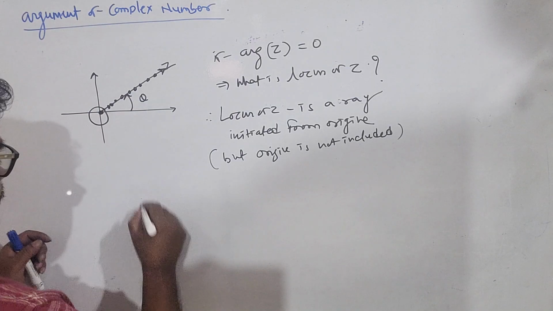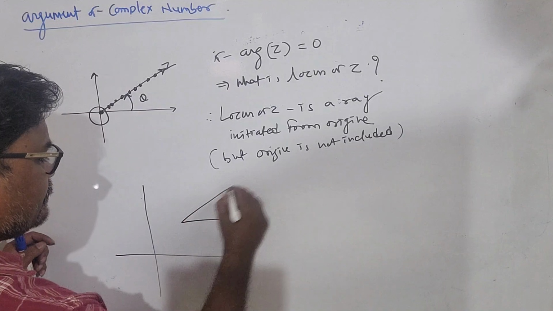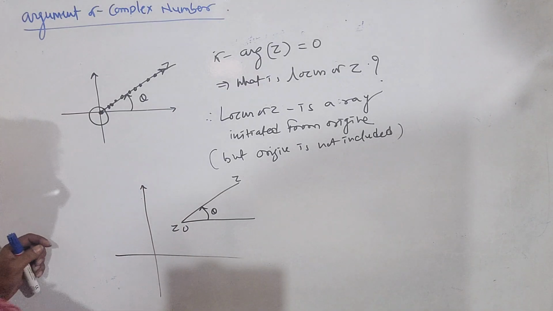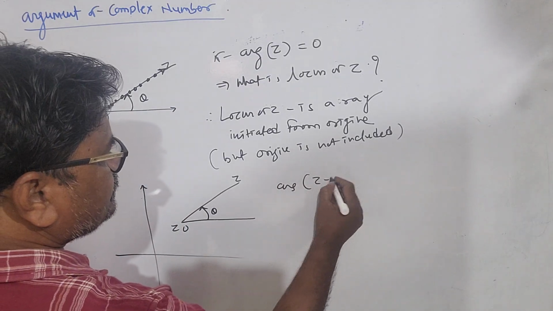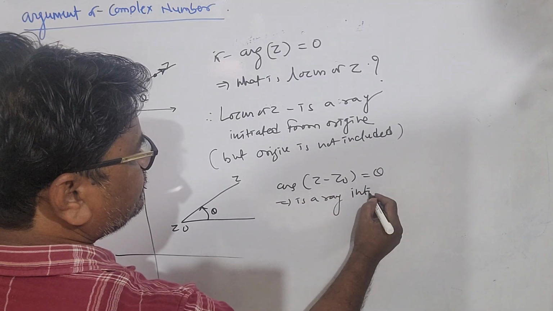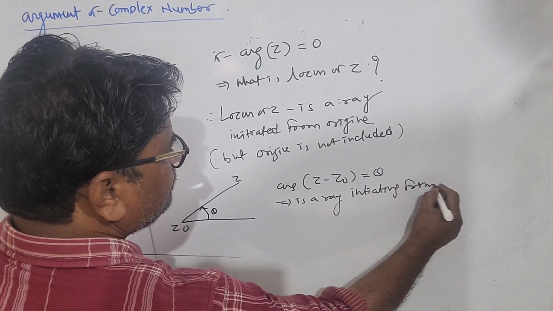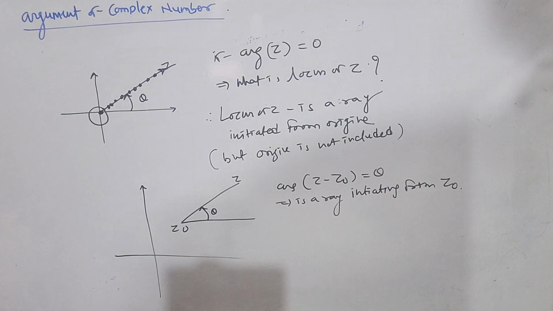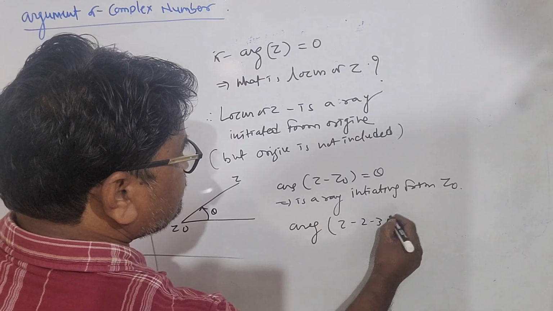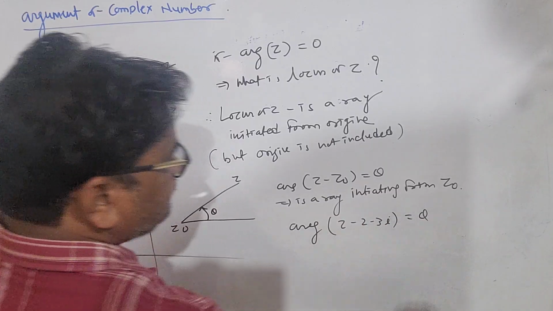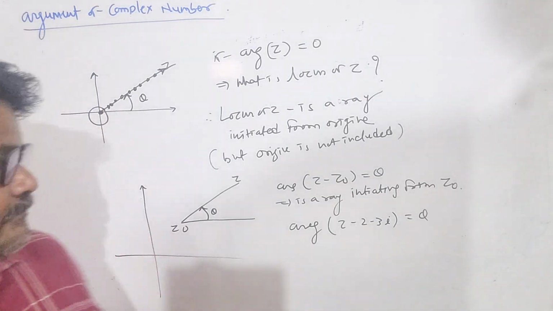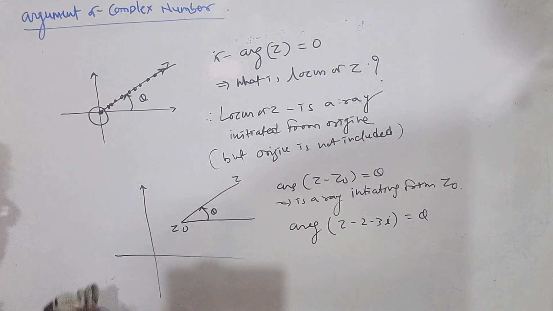And suppose that here this is z0 and this is z, and this is your theta, measured anti-clockwise. Then the argument of z minus z0 equal to theta is a ray initiating from z0; it will start from z0. So if I say that the argument of z minus (2 minus 3 iota) is equal to theta, this means it is a ray which is starting from the point (2, 3). Got it? This is important.